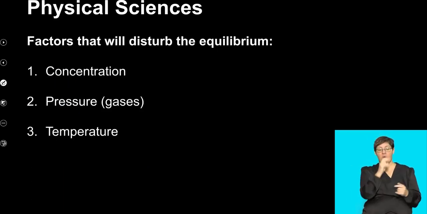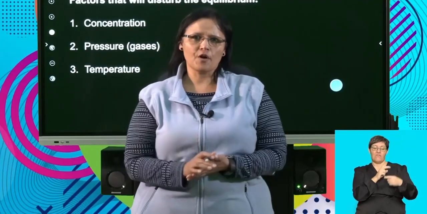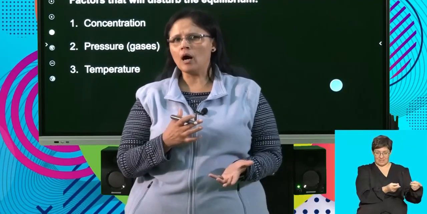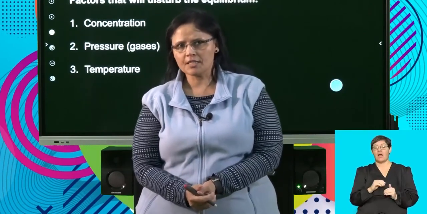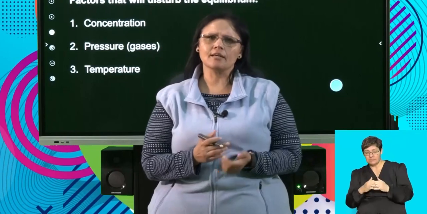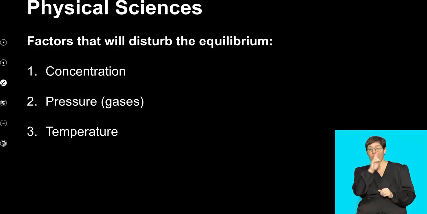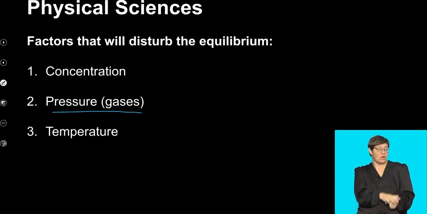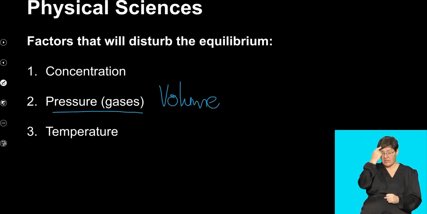We've now looked at the disturbance of the concentration of one of our reactants, and we looked at how that is shown on a concentration time graph after the disturbance to reinstate the equilibrium. Now we're going to look at the next one. We're going to look at pressure. Remember, we only get pressure in gases. And whenever I say the word pressure, you should think volume.